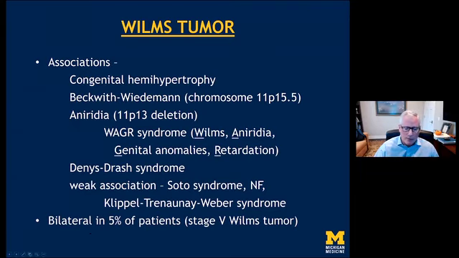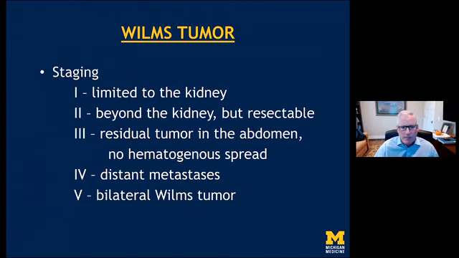If it's bilateral, synchronous, that's technically stage 5 Wilms tumor that usually occurs in much younger patients and will have underlying problems with either nephroblastoma or at least nephrogenic rests. Now, Wilms tumor staging, as I said, it's a more typical staging, except for stage 5, which is bilateral synchronous Wilms.